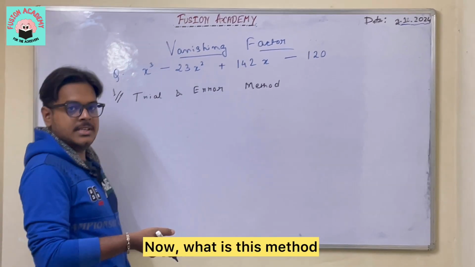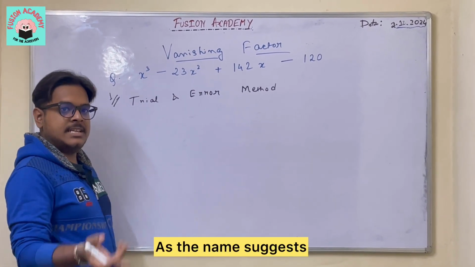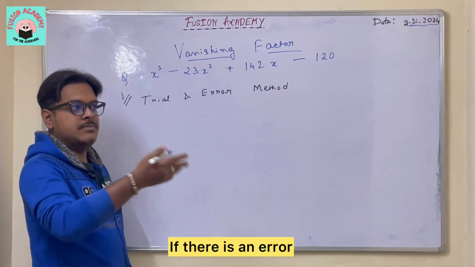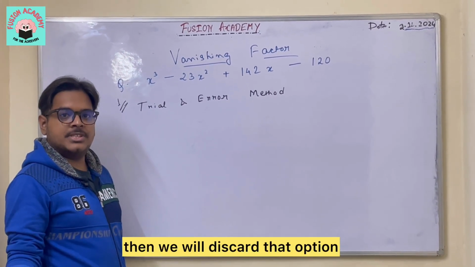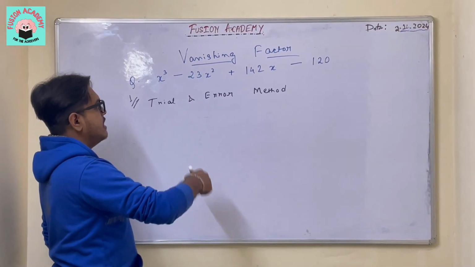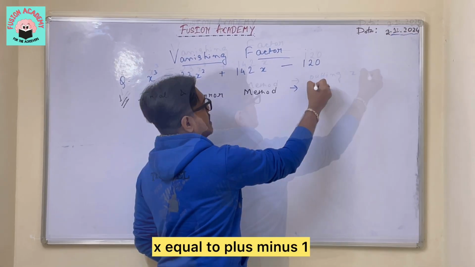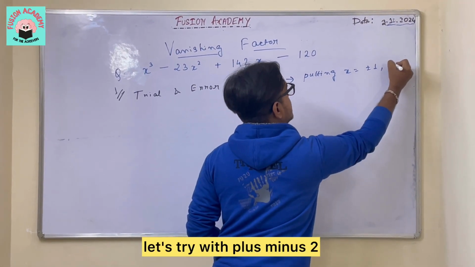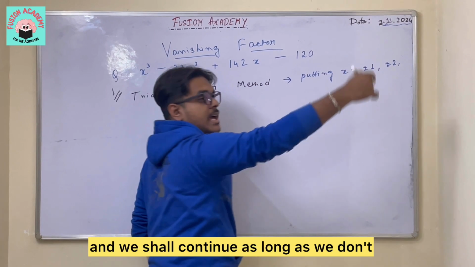Now what is this method? Trial and error method. As the name suggests, we are going to put certain values, we are going to try. If there is an error, then we'll discard that option. If there is not an error, then that particular number will be our first root. We generally start with, or rather put, plus minus 1. If the answer doesn't come, let's try with plus minus 2, and we shall continue as long as we don't get a particular root.